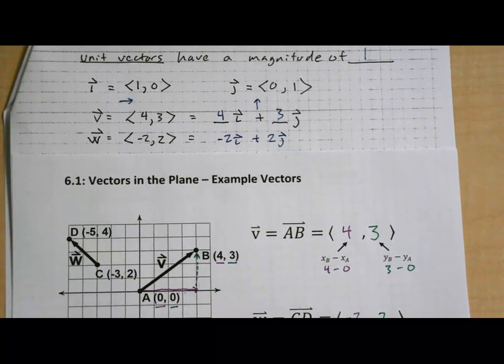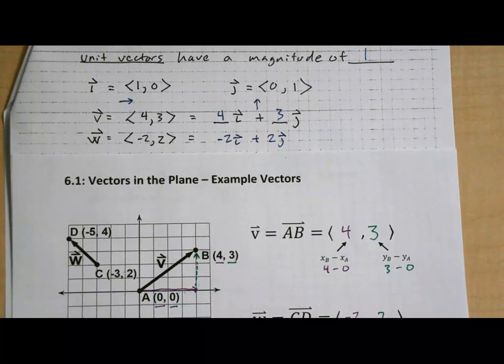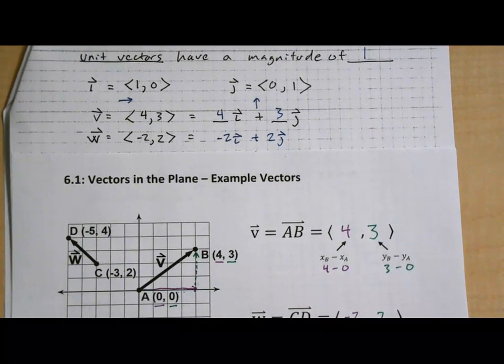Yes. Yep. So we can represent position and coordinates with vectors, but the initial side must be at the origin. All right, questions before we move on?